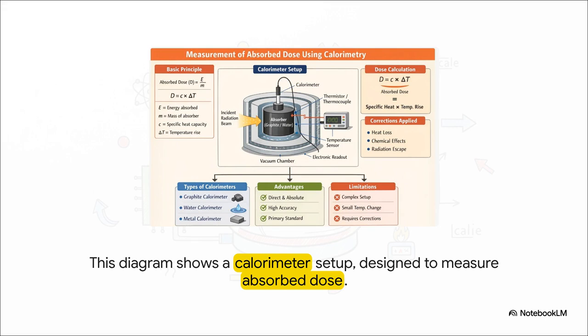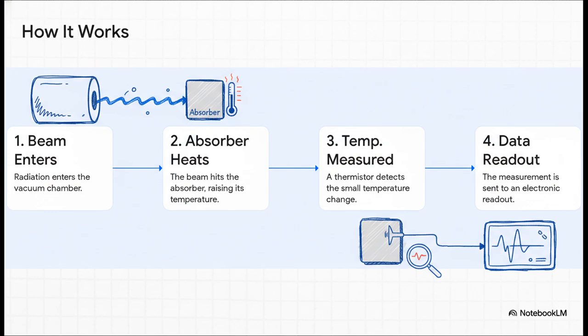And here it is. This is the device that makes it all happen, the calorimeter. Now, I know this diagram looks a little intimidating, but its job is actually super simple. The best way to think about it is like the most advanced thermos bottle you've ever seen. It's built to do just one thing and do it perfectly. Trap every last bit of heat generated by the radiation and measure it without any noise from the outside world getting in. So how does this thing actually work?